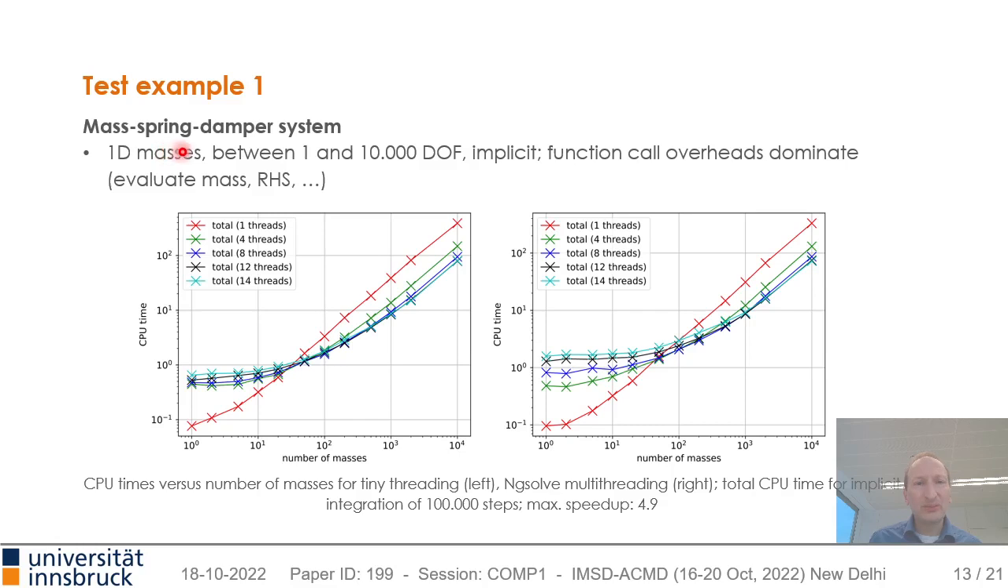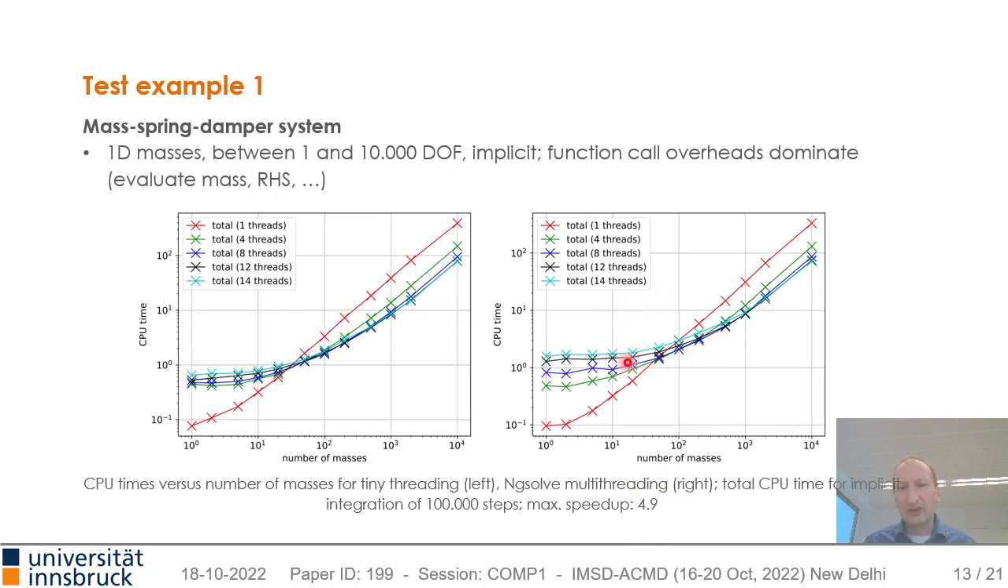We start with 1D masses, just to see the case of one mass up to 10,000 masses, where one mass has a large overhead from the system, so just the pure time integration takes a lot of overhead. And we see, due to this very optimized approach, in this tiny threading on the left, that we get a break even at around 30 mass points, where the parallelization is then faster, leading to less CPU time for the increasing number of masses. This is on a logarithmic scale, by the way, so that means that we have a maximum speedup of 4.9.